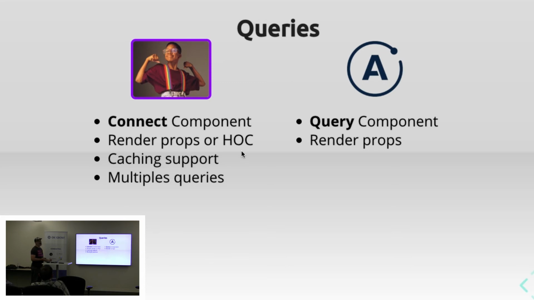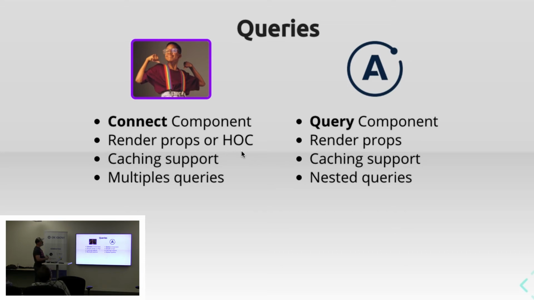Apollo is advocating for render props. So in previous versions, they were using higher order components, but now in the documentation they are recommending you to migrate to render props. So that's a slightly different approach. It also gives you caching support out of the box. Probably it is more sophisticated than Urql. So that's going to be a little bit different as well.